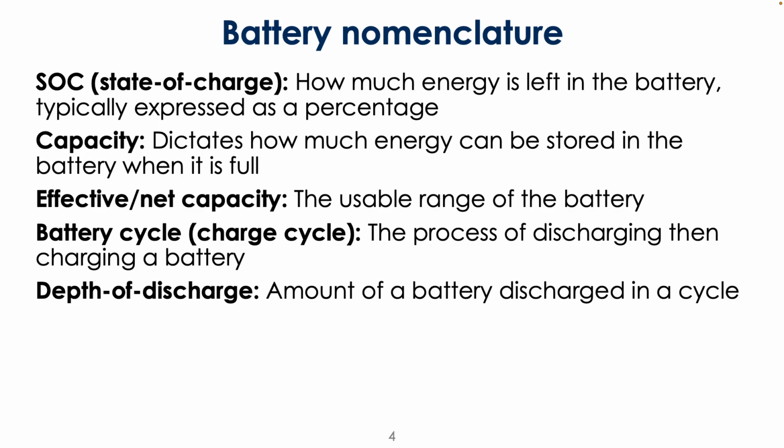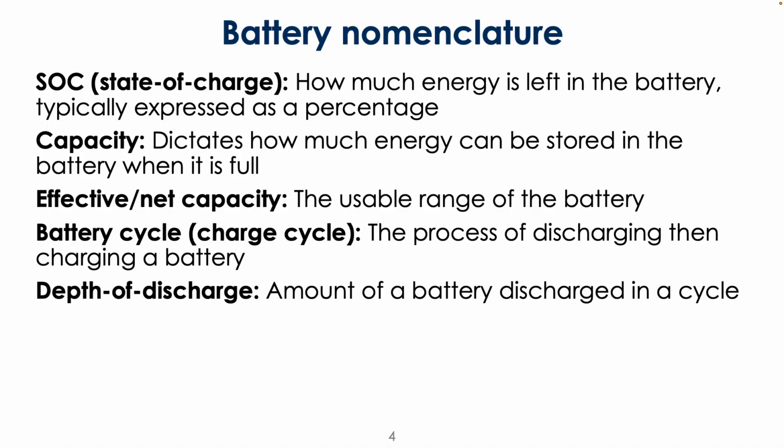And then the depth of discharge is the amount that you would discharge in a particular cycle. If I have 50% depth of discharge, that means I'm going from 100% to 50%. If I'm doing an 80% depth of discharge, I'm going from 100% down to 20%. It doesn't have to start at 100%, but the depth refers to the amount of your capacity that you're discharging within a particular cycle. Okay, any questions about this?